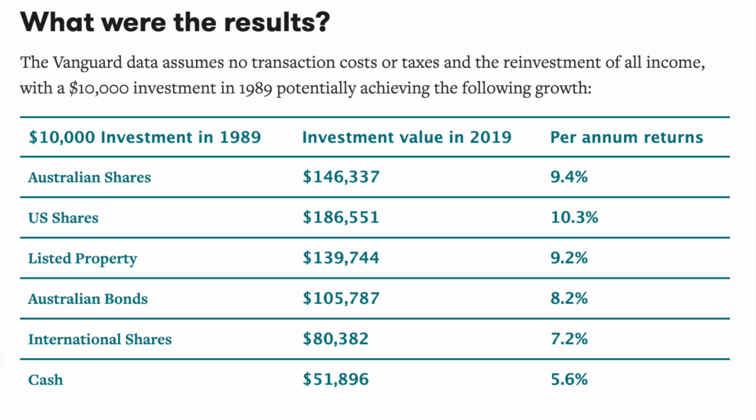So just before I get into the first step, the share market on average between 1989 and 2019 in Australia returned an average return of 9.4%. So you can see that over a long period of time the share market has consistently returned good returns.